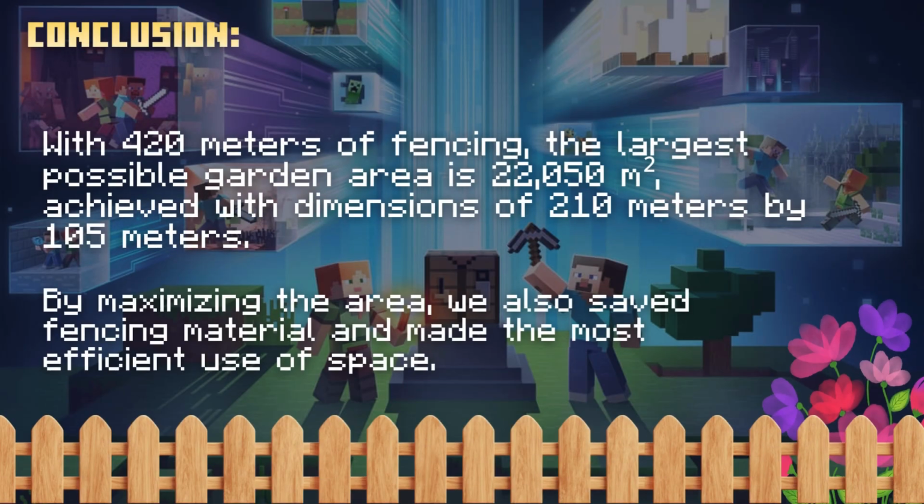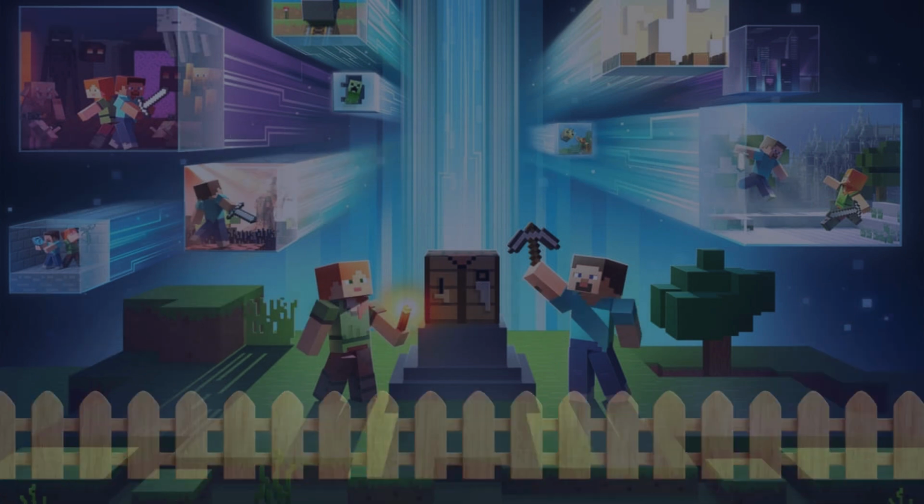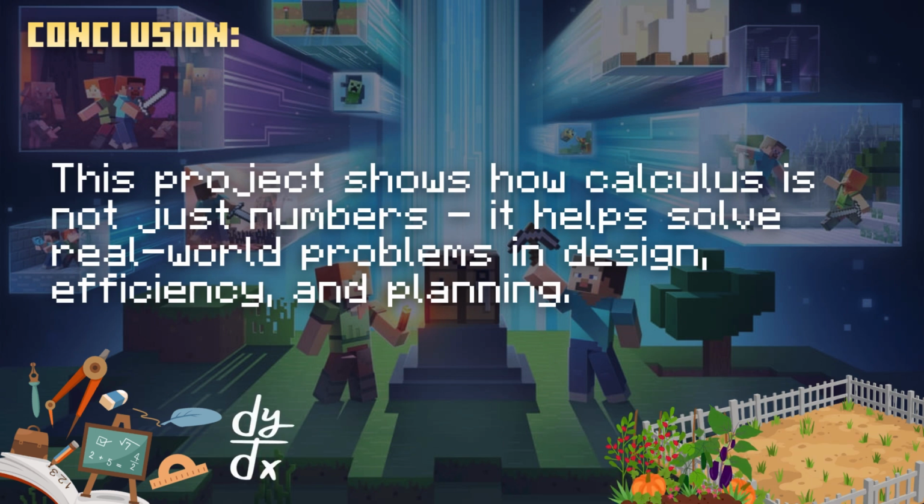To conclude, with 420 meters of fencing, the largest possible garden area is 22,050 square meters, achieved with dimensions of 210 meters by 105 meters. By maximizing the area, we also save wasting material and make the most efficient use of space. So this project shows how calculus is not just numbers. It helps us solve real-world problems in design, efficiency, and planning.